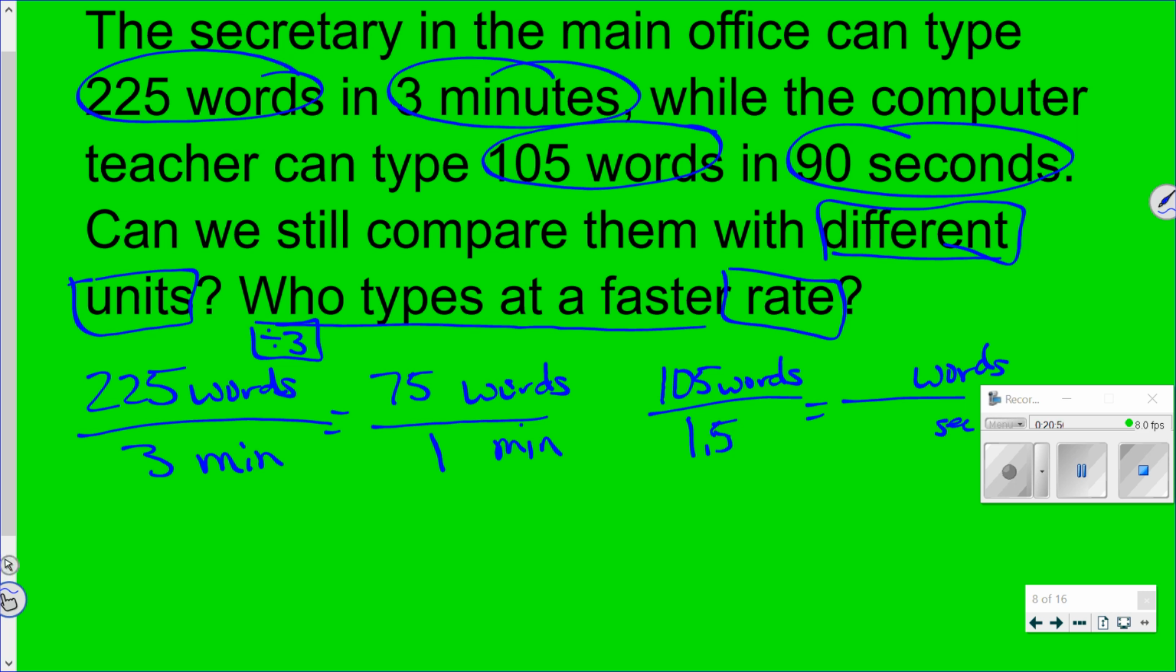1.5. Multiply by 2. Okay? And then minutes here, multiply by 2. Actually, I kind of like that idea. If I multiply by 2, what do I get? 3 minutes. 210 words in 3 minutes. Now I have a comparison that I can use. 225 or 210. That's exactly what we did. Right? Okay?